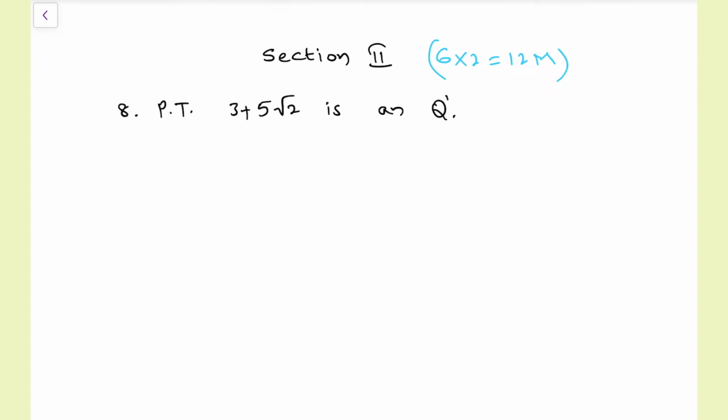To solve this, we need to write some statements at the beginning of the solution as well as at the end of the solution. So just try to remember those sentences. On the contrary, let us assume 3 plus 5 root 2 is rational.